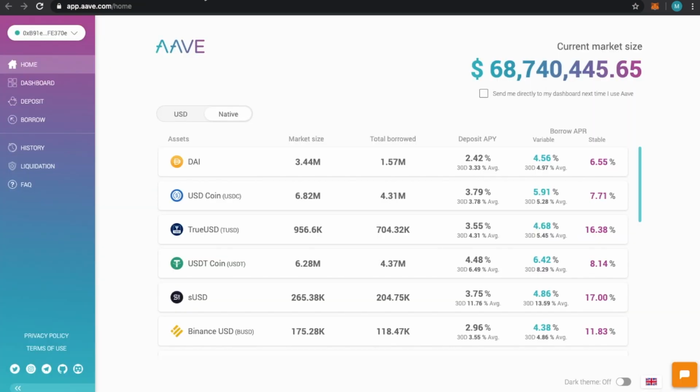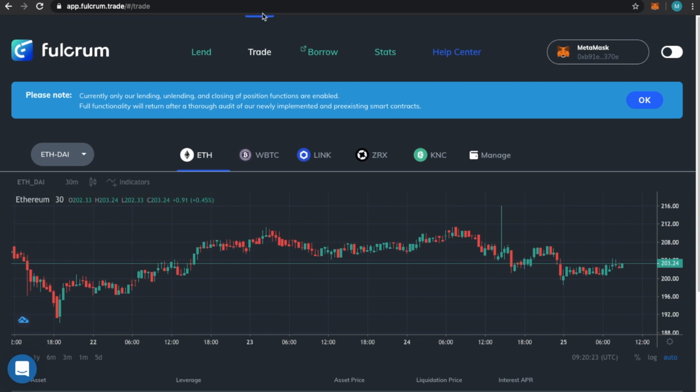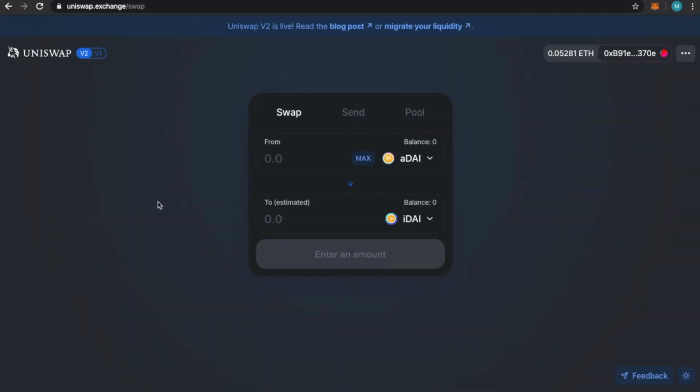So these are a few of the platforms that you might experience when dealing with interest rates on the Ethereum blockchain. Additionally, many of these platforms actually have tokens that allow you to earn interest by tokenizing debt. It actually allows you to trade them. So you can actually swap aDAI, which is Aave DAI, for iDAI, which is the Fulcrum DAI, on platforms like this. Now, these are very new markets.